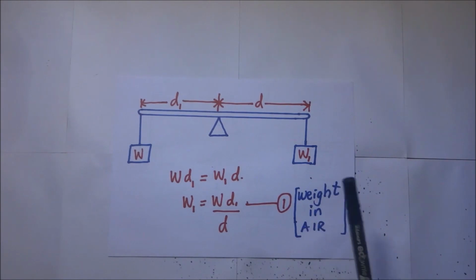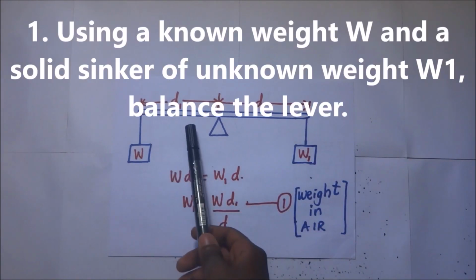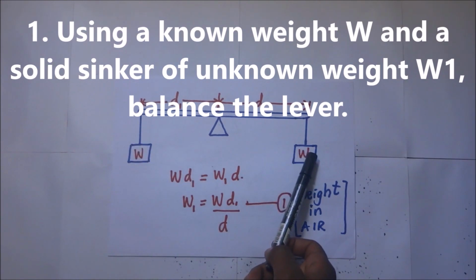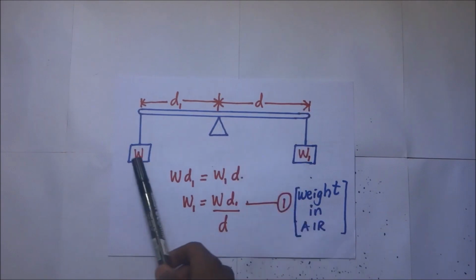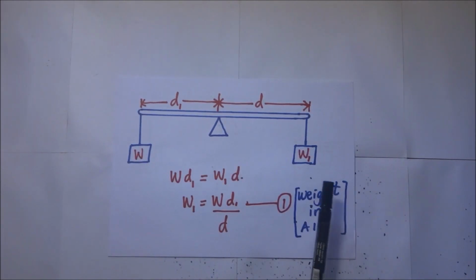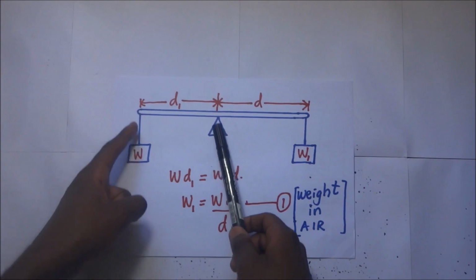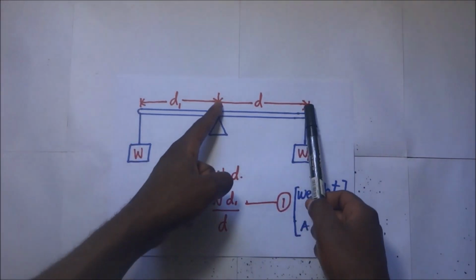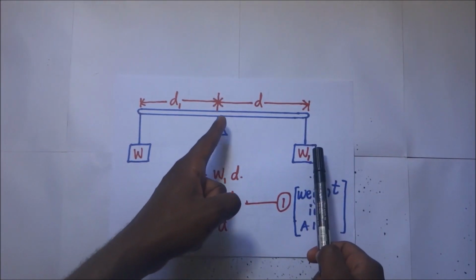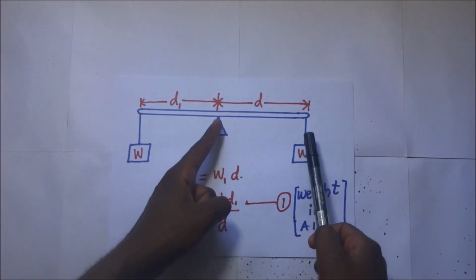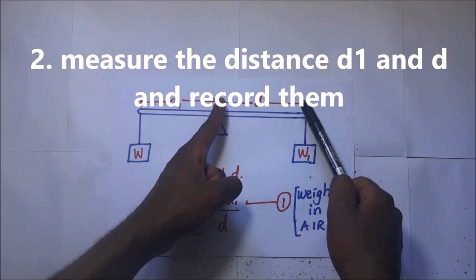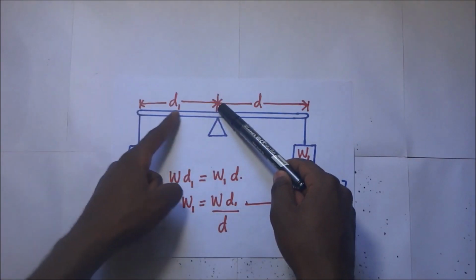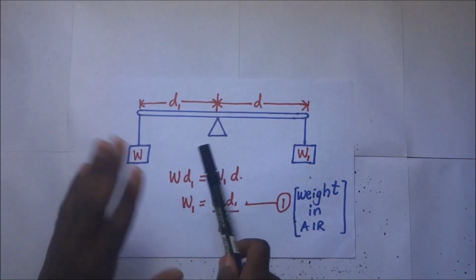So what we do is, first of all, we balance this lever. We balance this known weight with this unknown weight. After this lever is balanced with these two weights, we measure D1, the distance between the known weight and the fulcrum, and also the distance D, the distance between the fulcrum or the pivot and the unknown weight. Now the distance D is maintained constant throughout the entire experiment. But this D1 will be changed depending on whatever new measurements we'll be doing.